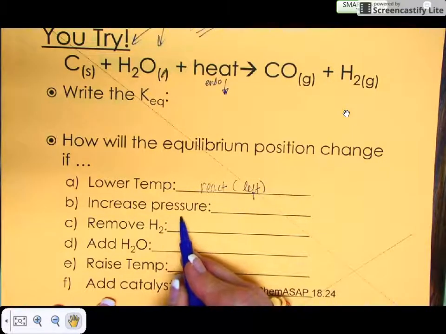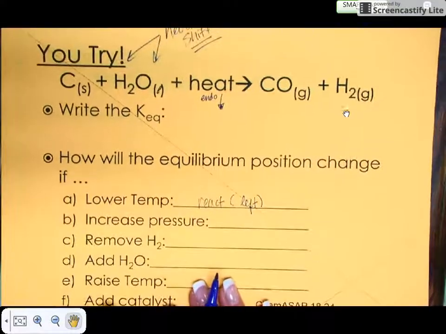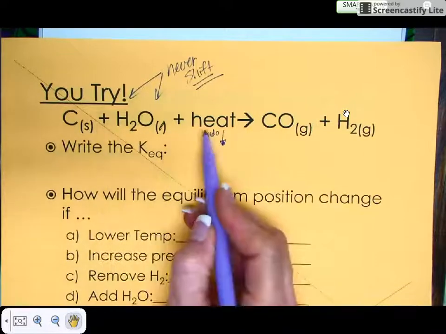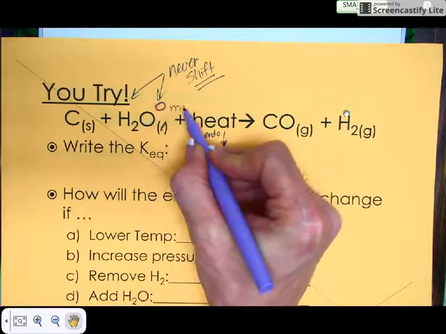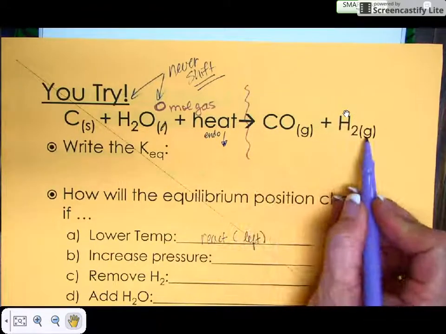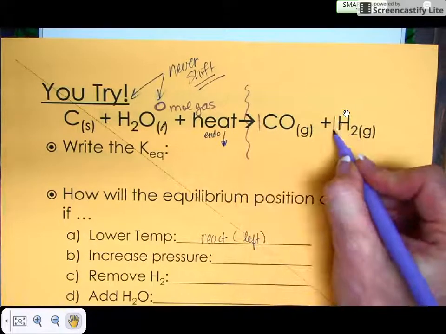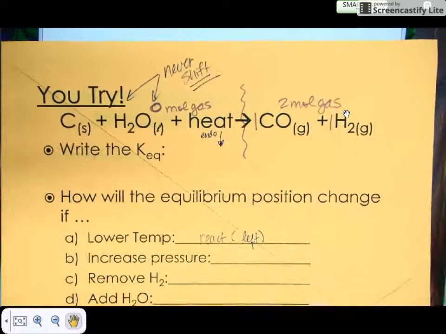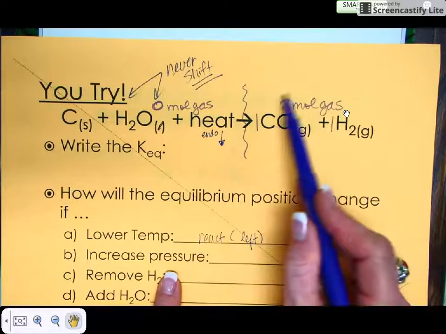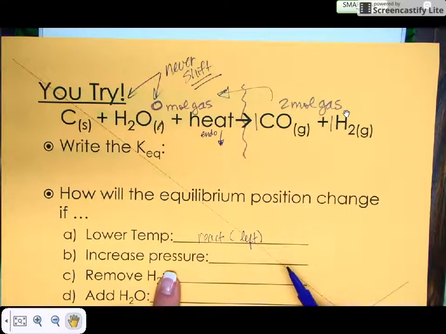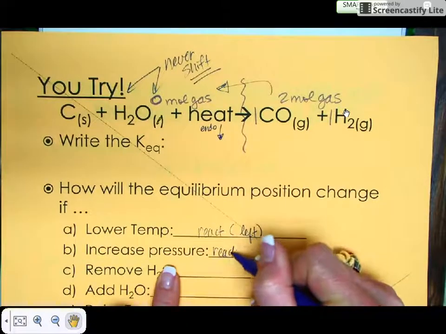Increasing the pressure. Now, pressure only affects gases. So in this case, you have to look and see where the gases are and how many gases are in the reaction. On the reactant side, there are 0 moles of gas. On the product side, both of these are gases. There's a coefficient 1 here and an understood coefficient 1 here. So there's 2 moles of gas. Gases do not like to be pressurized. So if you increase the pressure, these gases here are going to try to shift to where they have more room. So they're going to shift to where there's the fewest moles of gases. So that will be to the reactants again.